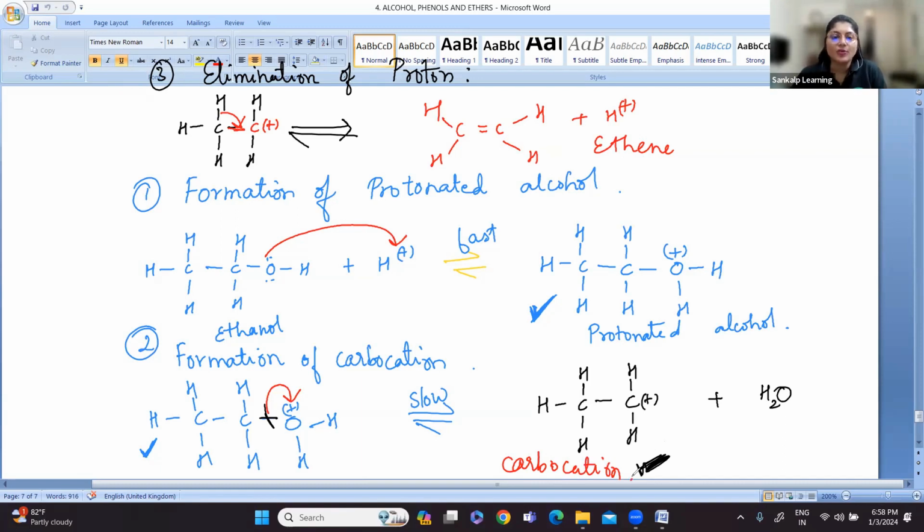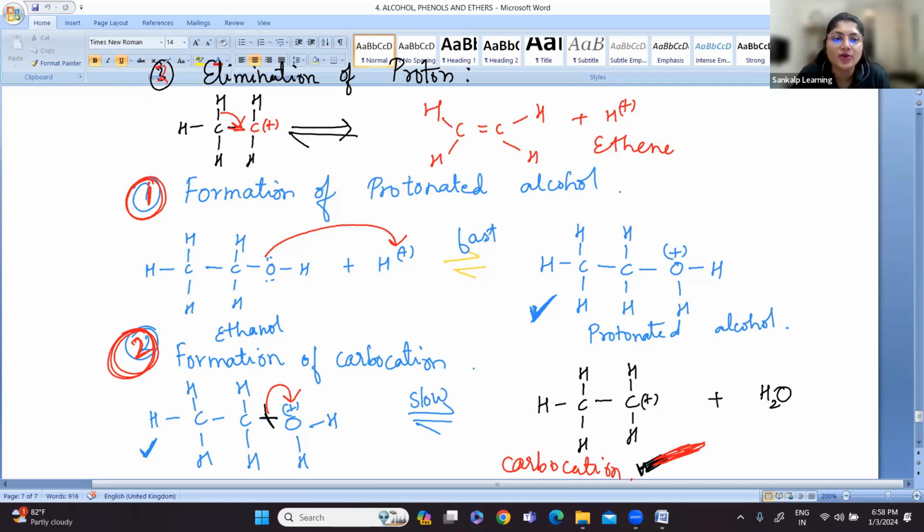Okay. First is the formation of protonated alcohol. What is happening here? The alcohol will react with the acid to form a product, protonated alcohol. Fine. Then in the second step, what is happening? There is a formation of carbocation. So protonated alcohol will lose a water molecule to form an ethyl carbocation. So you can see this is a carbocation formation.